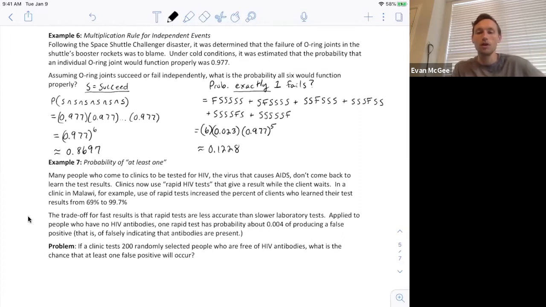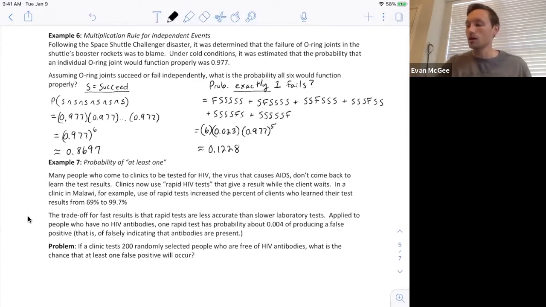The trade-off for fast results is that the rapid tests are less accurate than slower laboratory tests. Applied to people who have no HIV antibodies, one rapid test has a probability of about 0.004 of producing a false positive. That is, of falsely indicating that antibodies are present. So if a clinic tests 200 randomly selected people who are free from HIV antibodies, what's the chance that at least one false positive will occur?